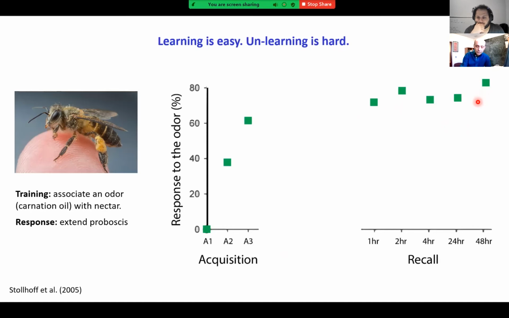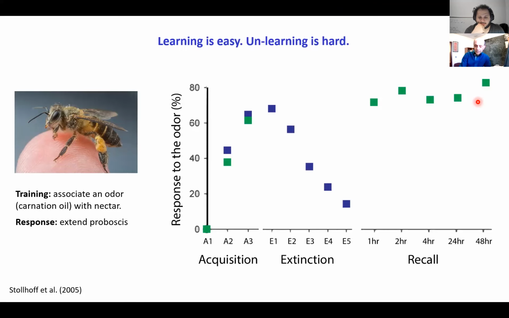Now you can take another group of subjects and train them on the same task, but then do what's called extinction training. So we're going to try to get them to unlearn that this odor really is not going to be associated with nectar. So what you do is that you present the odor, but you don't present the nectar. And this is called extinction training. And so what you see is that session after session after session, the animal learns not to extend its proboscis.